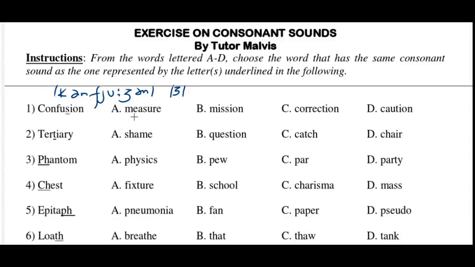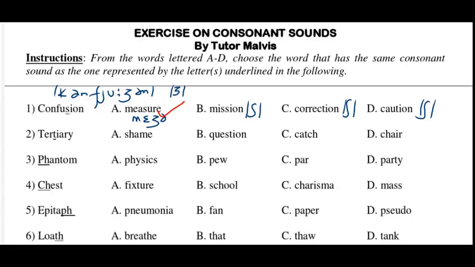Let's start with the first option. Option A, we have measure. Option B, we have mission, with the sh sound. Option C, we have correction, sh. And option D, we have caution, sh. So the only one that has the "zh" sound is option A, measure. So our answer here is option A. Then we move to question number 2.